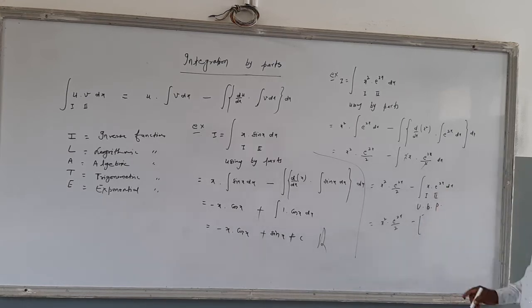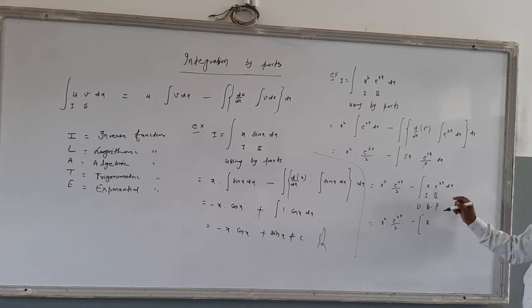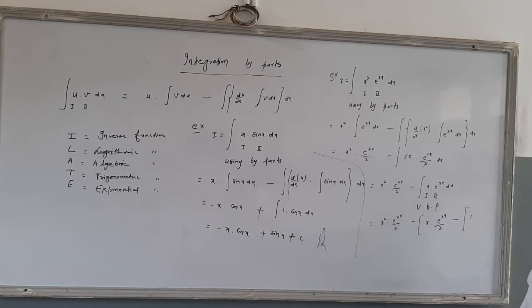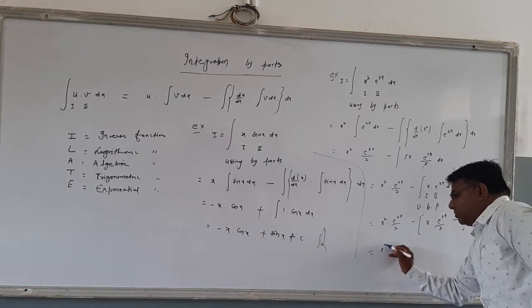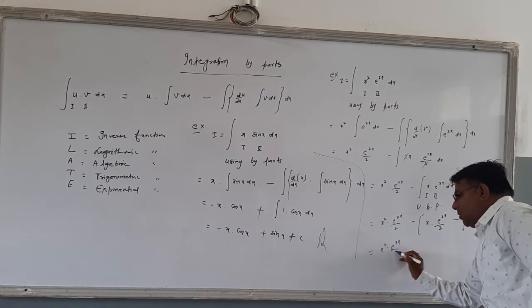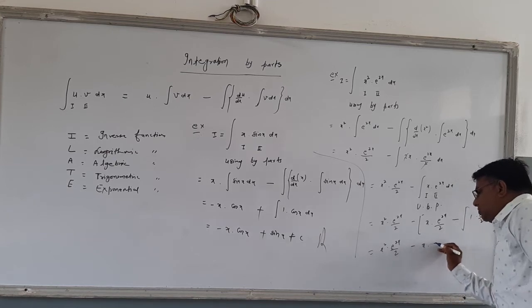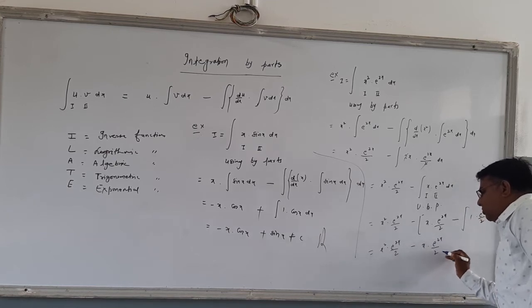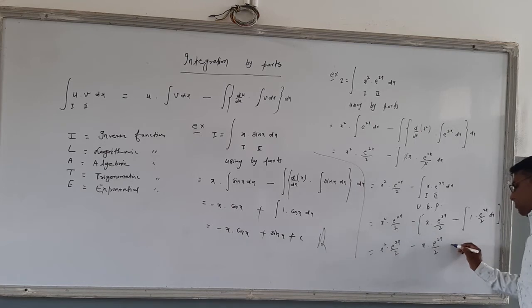Now apply by parts. First function into integration of second, that is e raised to power 2x upon 2, minus integration of differentiation of first, differentiation of x is 1, into integration of second, e raised to power 2x upon 2, and then whole integration. Now here x square as it is, e raised to power 2x upon 2 as it is, minus x as it is, e raised to power 2x upon 2 as it is, minus minus plus.